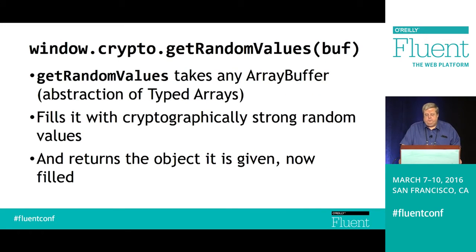We then call window.crypto.getRandomValues with that buffer. That takes an array buffer, which could be an array of 8-bit integers. There's also Uint16Array for 16-bit integers and so forth. Any kind of typed array can be passed to it. It'll fill it with cryptographically strong random values and return that buffer to you.